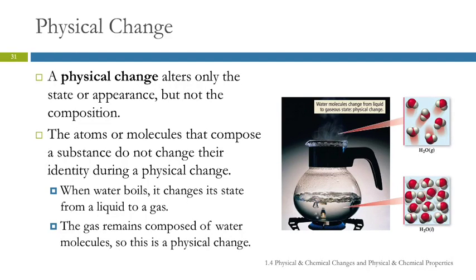We're going to talk about changes and properties. So a physical change is one that alters the state, solid, liquid, or gas, or appearance of the substance, but it doesn't change the composition. The example given here is water boiling.